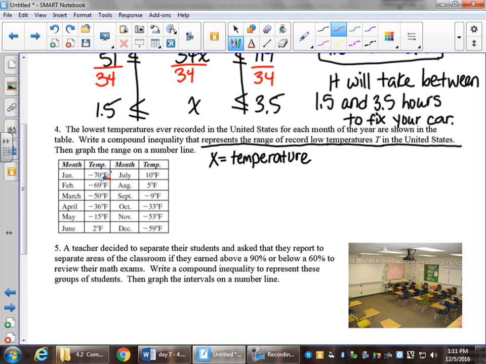I'm circling negative 70 degrees Fahrenheit in January. And when I look, there's 2. 2 is positive. 5 is, but oh, look at that, 10. So there's no math involved here. We're going to say that x is greater than or equal to negative 70 and less than or equal to 10. In other words, x is between negative 70 and 10.